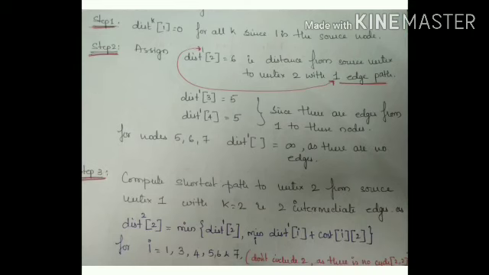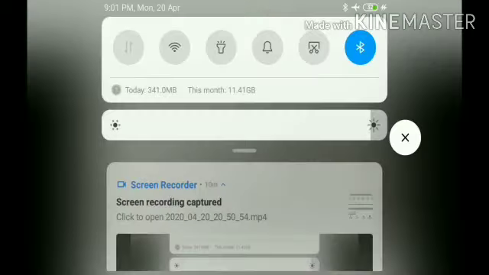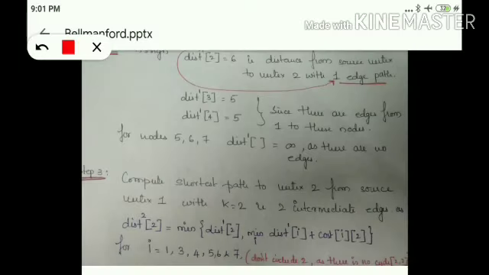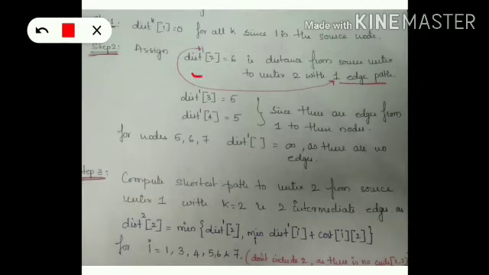So the second step is assign dist 1 of 2. So it is nothing but, here in this case, dist 1 of 2, I read it as a distance from source vertex to vertex 2 with only one intermediate edge in it. So therefore, when we look at the graph, we have an edge coming from source vertex 1 to vertex 2 whose cost is equal to 6.